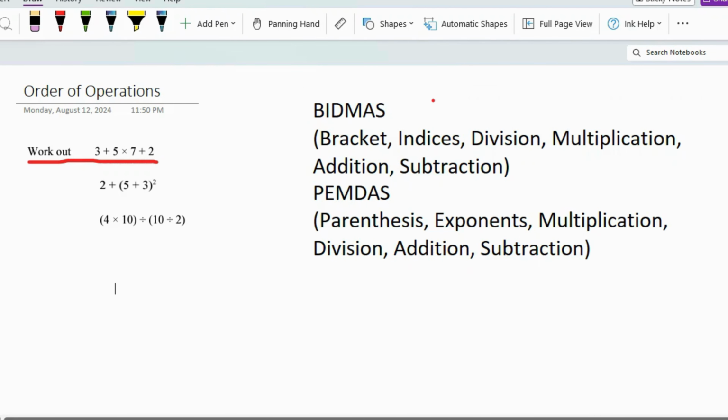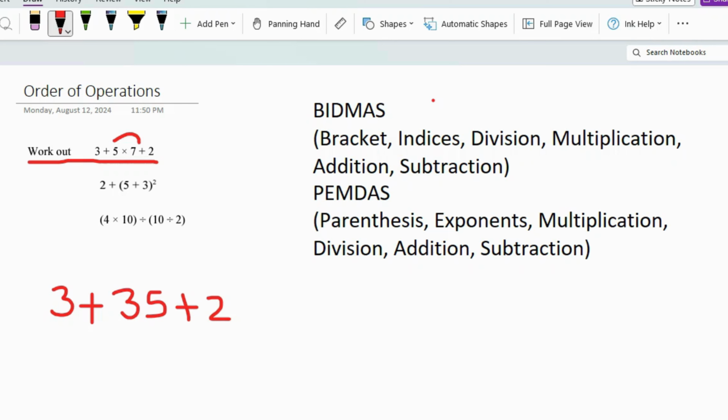So let's look at this question. We are going to follow this technique. According to that, we need to multiply these two numbers first. So it's going to be like this: 3 plus 5 times 7 is 35, plus 2. Now, since it's just addition left, we have to add all of them up. So 35 plus 2 is 37. 37 plus 3 is 40. So the answer for this question is 40.